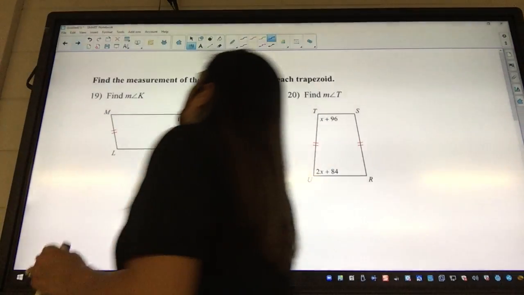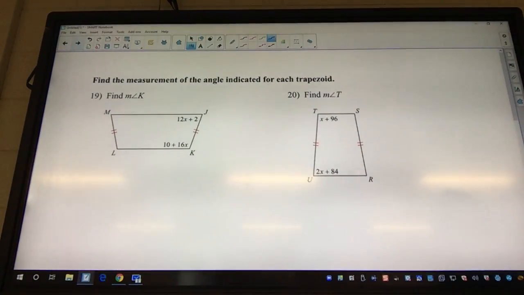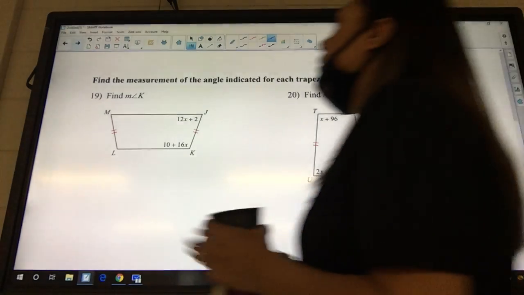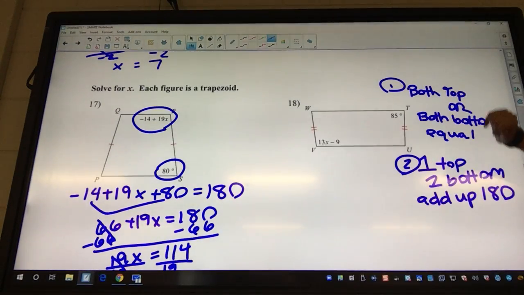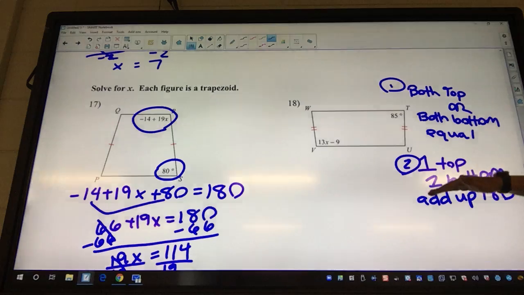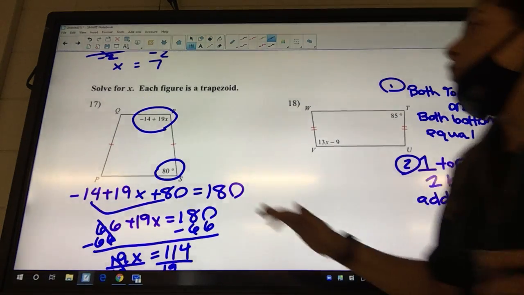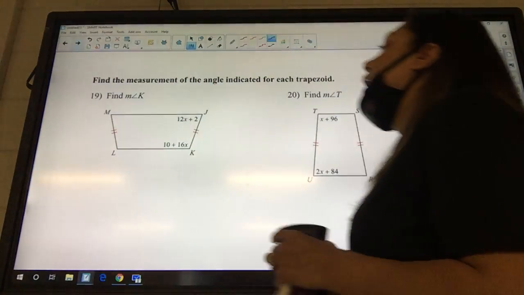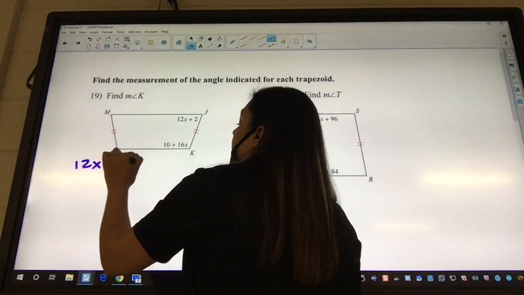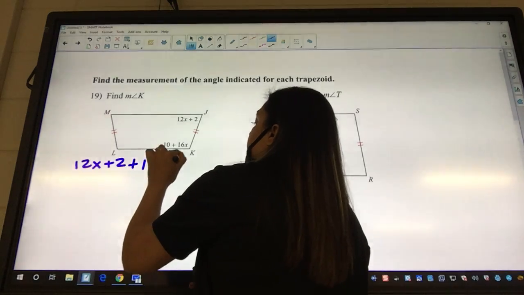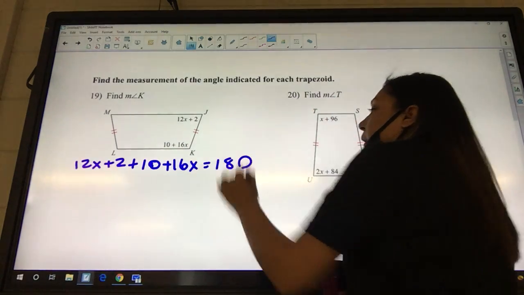We got 3 more. Okay, find angle K. So, are they both top, both bottom, or one of each? One of each, which means they do what? Look at the rule. Are they both top or both bottom? If so, they're equal. Or if we have one top, one bottom, they add up to 180. So what is it? They add up to 180. Okay, so we're going to say 12x plus 2 plus 10 plus 16x equals 180.